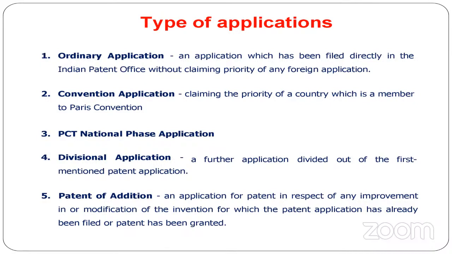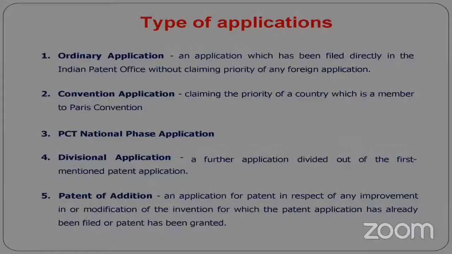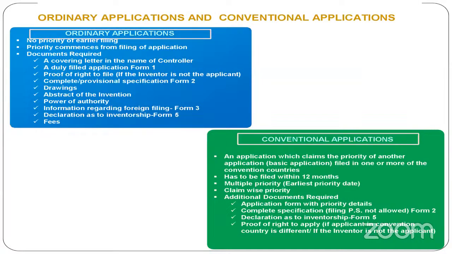Divisional means you file a further application divided out of the first-mentioned patent application. Or you can file a patent of addition, meaning an application for a patent in respect of any improvement or modification of the invention for which a patent application has already been filed or a patent has been granted. So there are several ways of filing your patent application. An ordinary application has no priority.